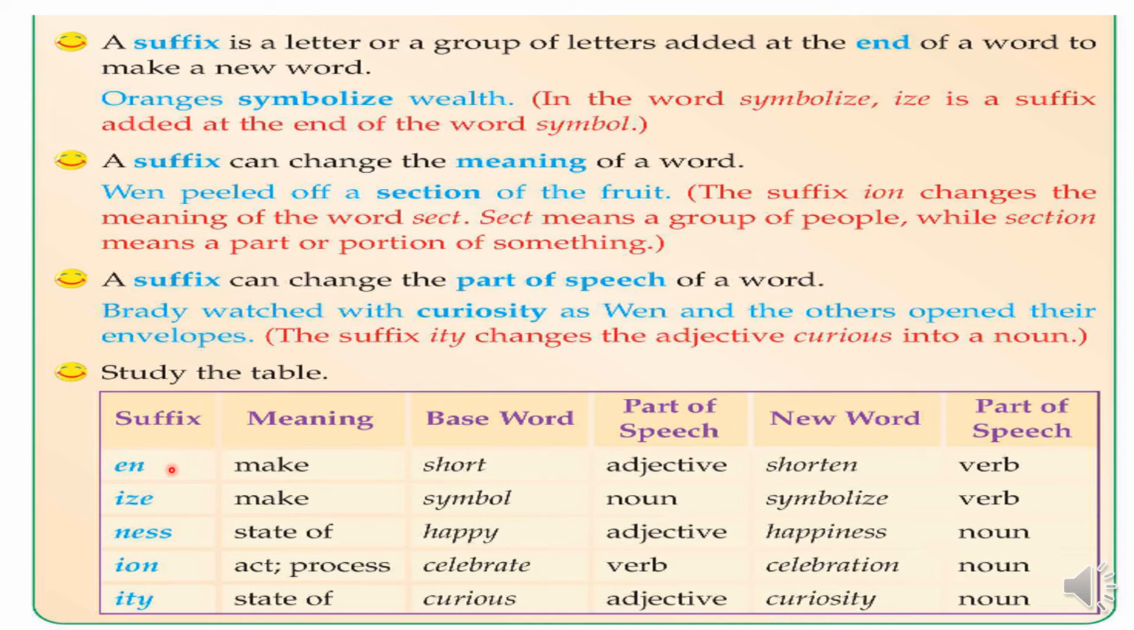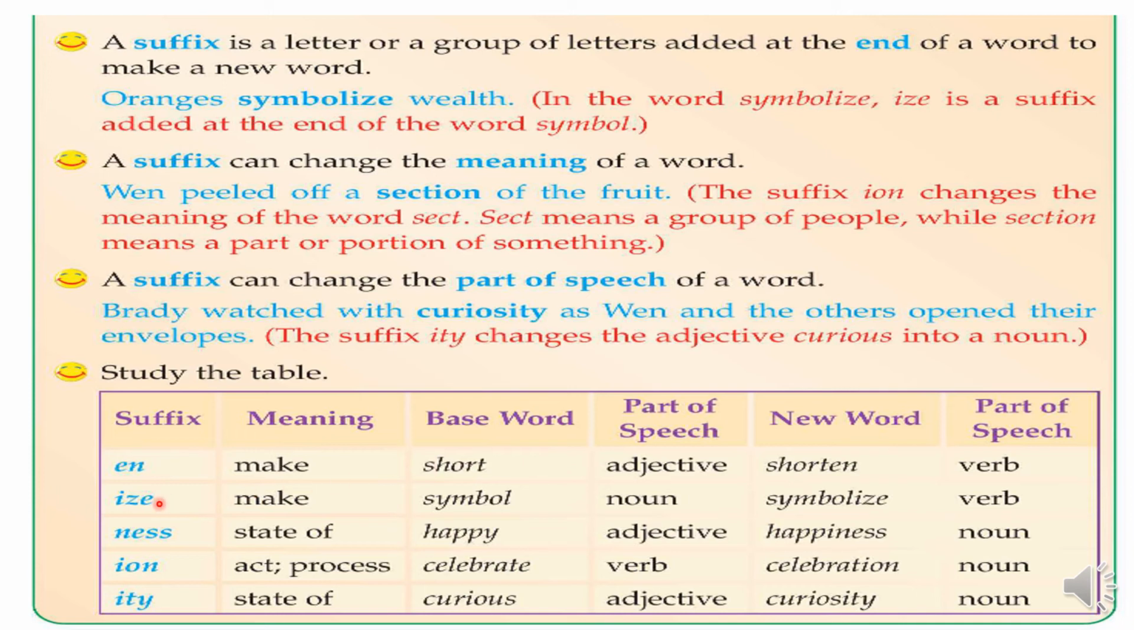So the suffix en means make. For example, short, which is an adjective, when we add the suffix en to the word short, it gives us shorten. So the part of speech of this word is a verb. So shorten is a verb. With the suffix en, it means to make something short.